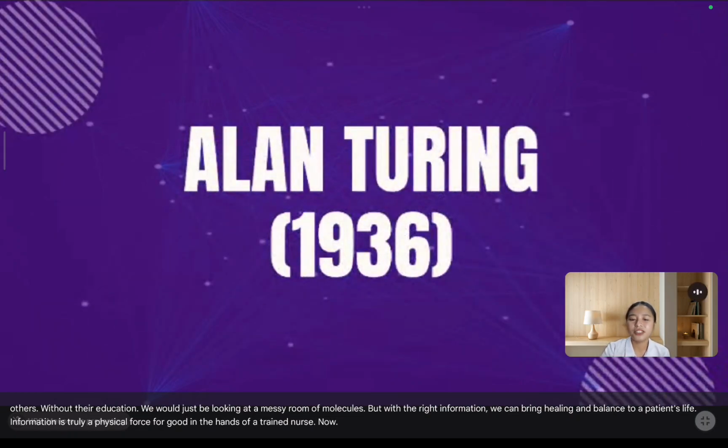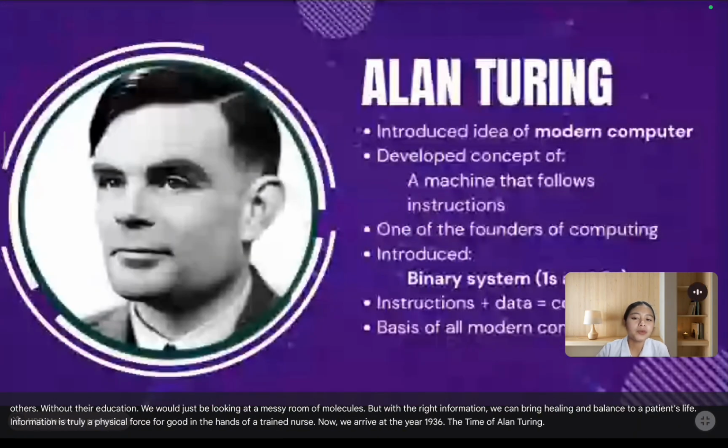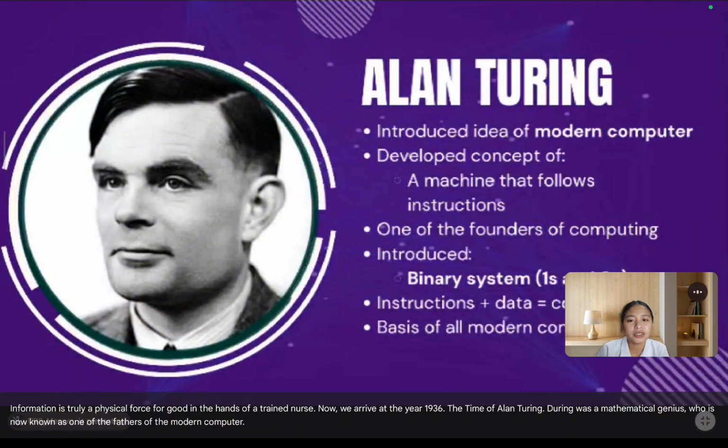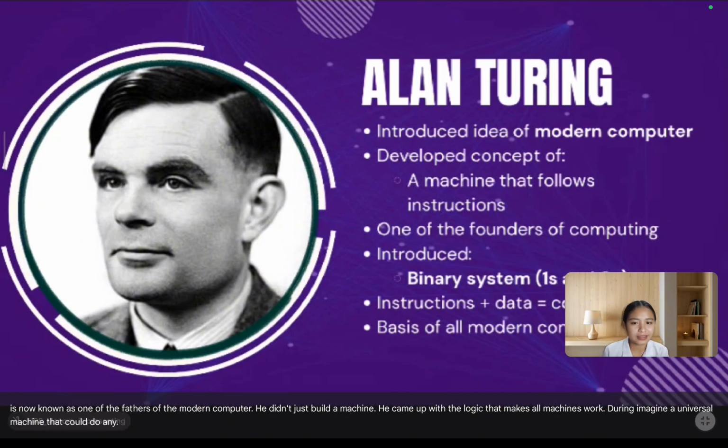Now we arrive at the year 1936, the time of Alan Turing. Turing was a mathematical genius who is now known as one of the fathers of the modern computer. He didn't just build a machine, he came up with the logic that makes all machines work. Turing imagined a universal machine that could do any task as long as you gave it the right instructions.